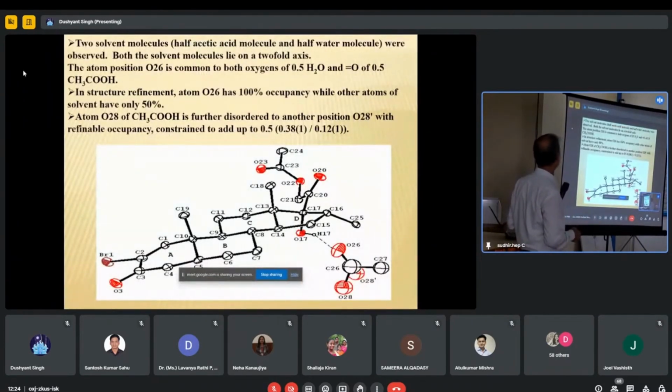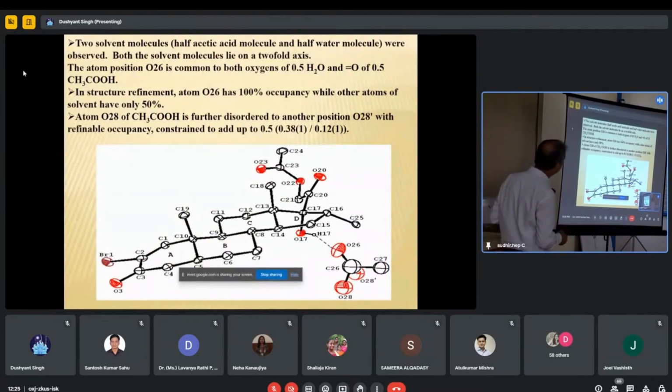Now you can see here, this is a very interesting molecule I have solved. It is a steroidal molecule I have taken. Two solvent molecules, because this is acetic acid. When I solved all the molecules of acetic acid, they were showing 50% occupancy, 0.5. This molecule is showing 100% occupancy. But one oxygen of the acetic acid solvent is showing one occupancy. So it is very, very difficult to resolve it. It took me months to resolve this.